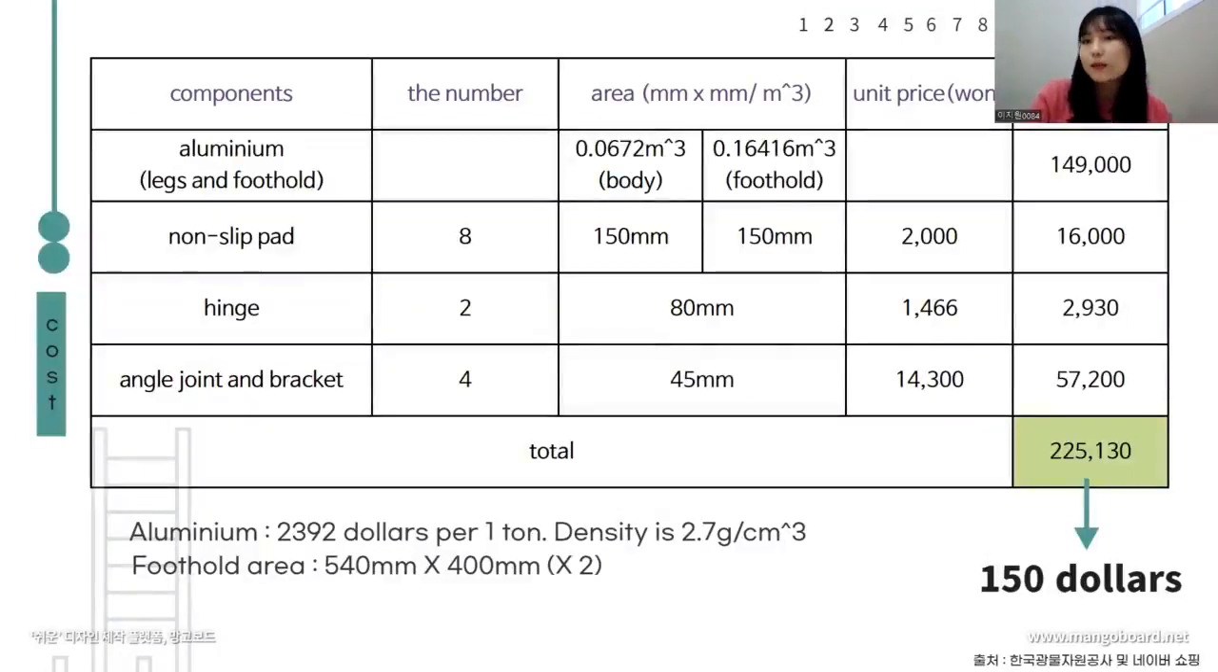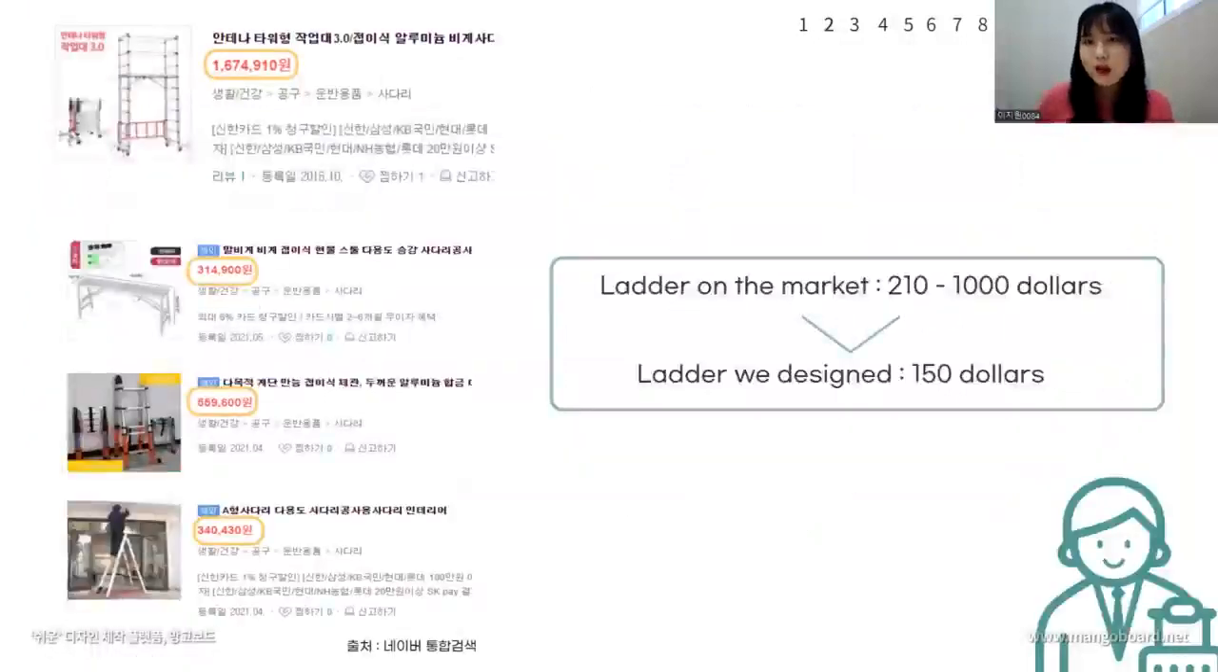Finally, this is the table about the costs. The price of the ladder we designed was about $150. Considering the ladder on the market is generally around $210 to $10,000, our product's price was very low.